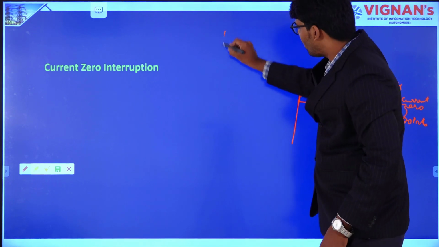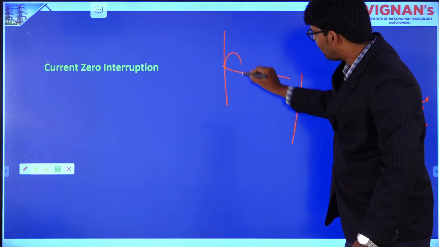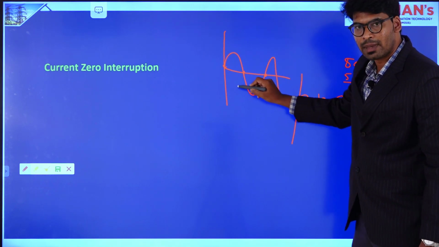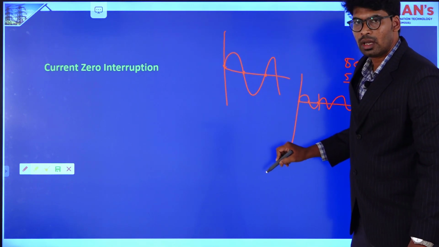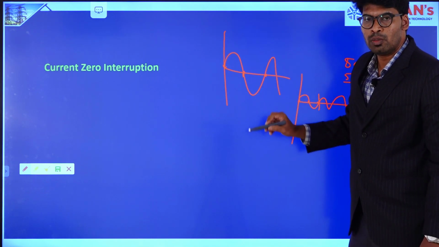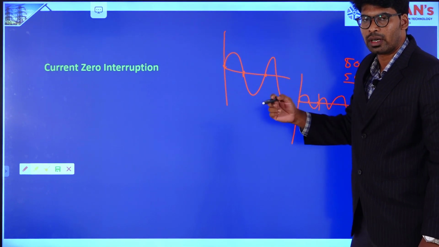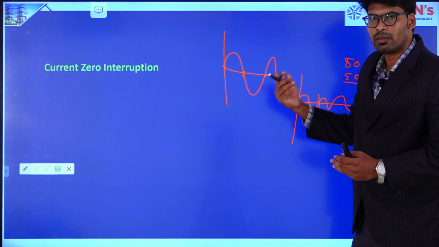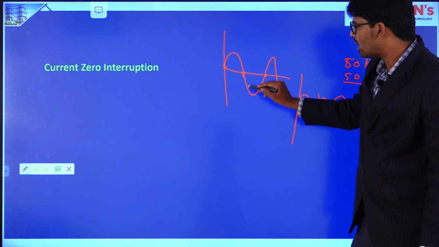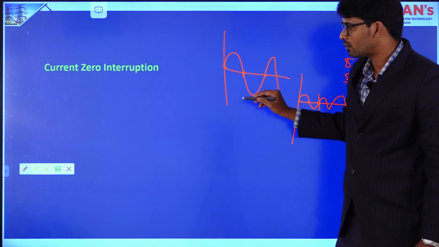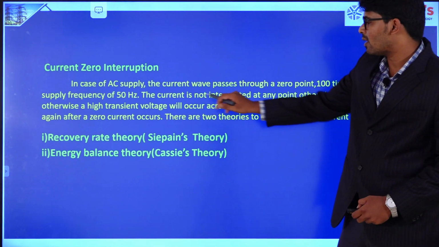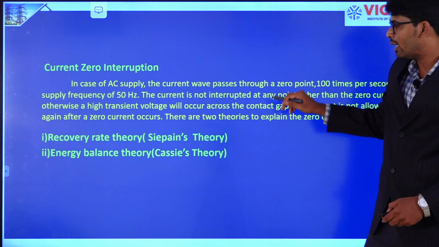When the current waveform reaches zero, the system current gets 0, so we pick that instant. We use that instant to move the contacts, so the fixed contact is moved away from the moving contact. This is current zero interruption in case of AC supply.